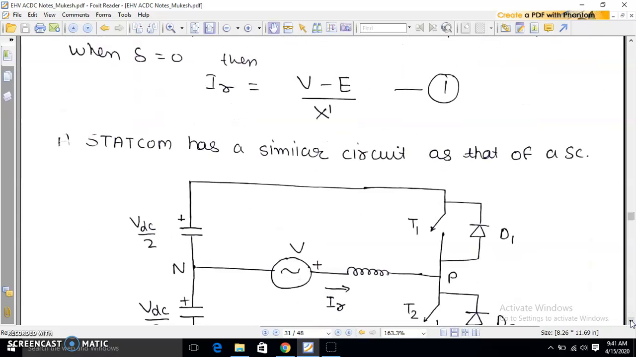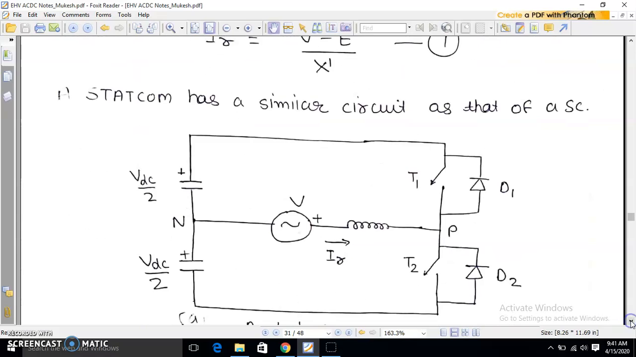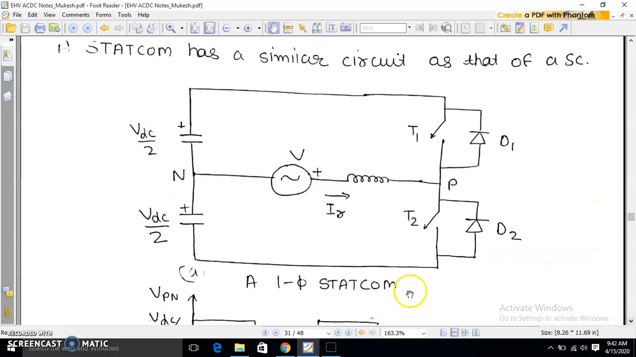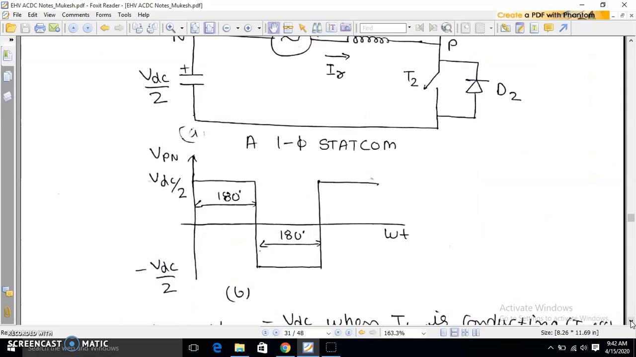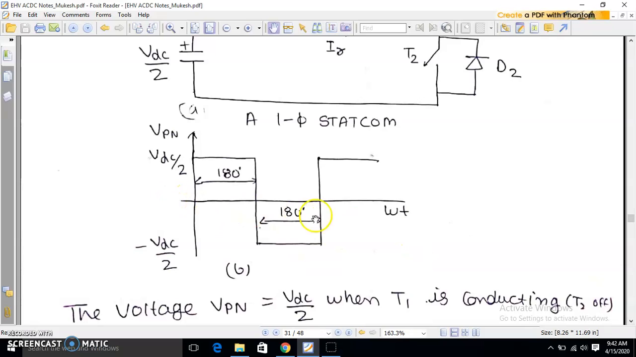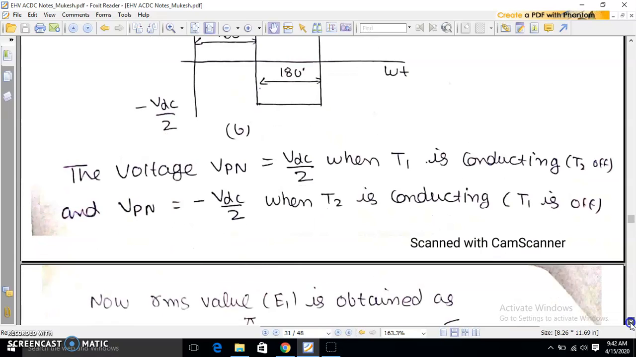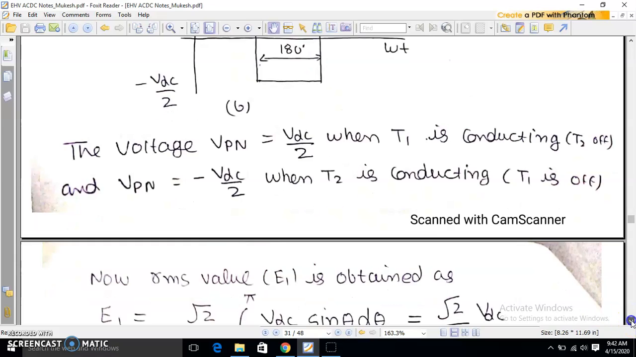A STATCOM has a similar circuit like this. This is a single phase STATCOM. This is the first diagram. Here the voltage VPN is equal to VDC by 2 when T1 is conducting and T2 is off, and VPN is equal to minus VDC by 2 when T2 is conducting and T1 is off.